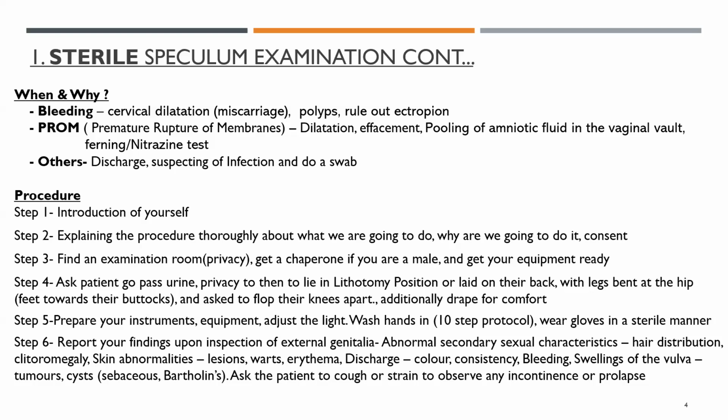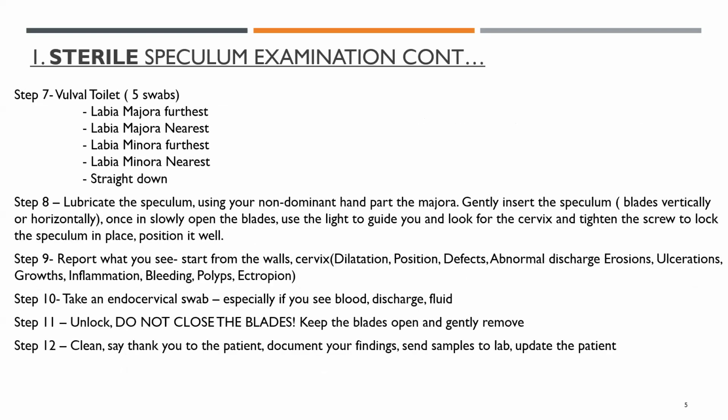Once you've done your inspection, like all examinations, now you move to the next part, which will involve the vulvar toilet. In this, you're going to be doing the 5 swab technique. Very important. If you're standing on the side of the patient, how are you going to do this? You're going to start with the labia majora, that's the furthest, then come to the majora, that's the nearest. Next, you go to the minora, that's the furthest, followed by the minora, that's the nearest. And then you end with one, which is straight down. Once you've done that, lubricate your speculum. Using your non-dominant hand, part the majora and gently insert the speculum in.